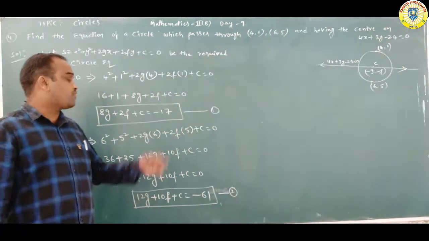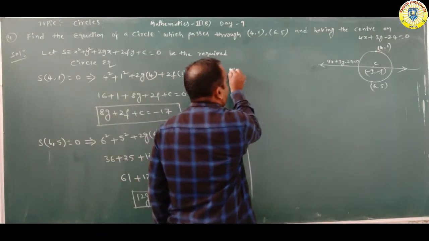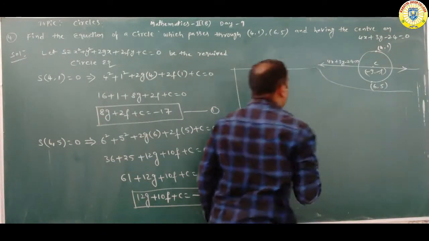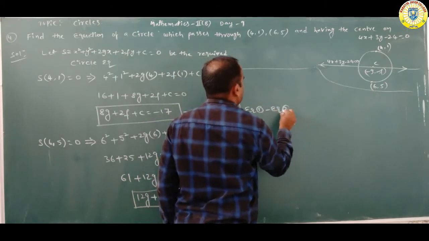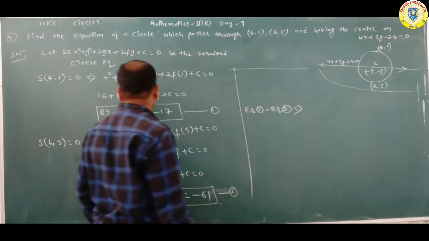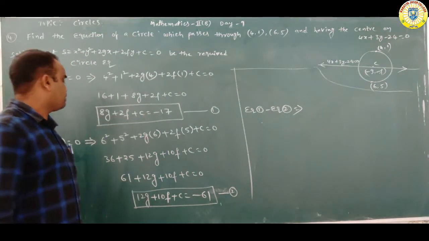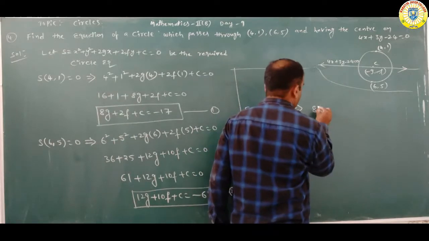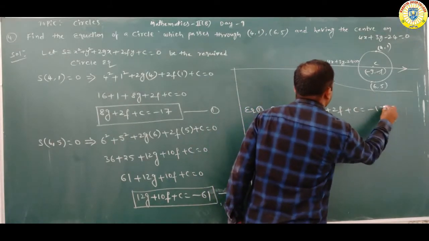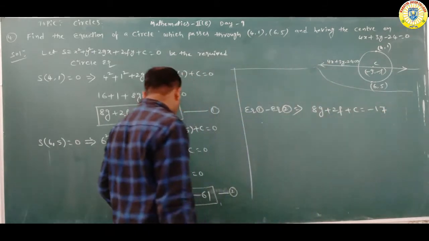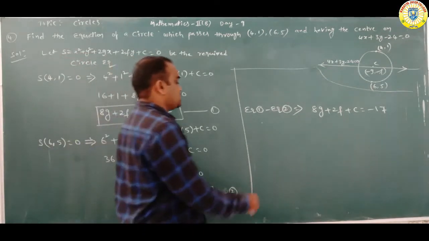Now first we are doing equation 1 minus equation 2. First what we are doing, sir? Equation 1 minus equation 2. That implies, what is equation 1, sir? 8g + 2f + c = -17. And equation 2 is 12g + 10f + c = -61.